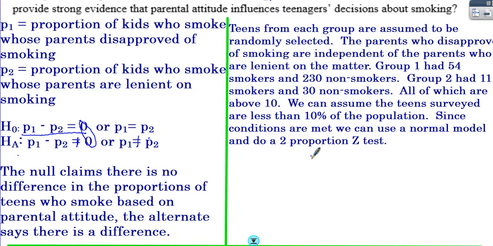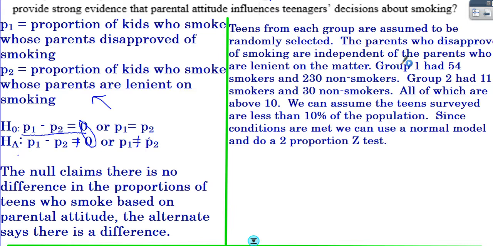So again, what was new in box number 1? We had to add this stuff here. That was something new. So now our conditions. If we look at the conditions, it says teens from each group are assumed to be randomly selected. The parents who disapprove of smoking are independent of the parents who are lenient on the matter. So notice that was our independence. We're not saying that the parents who were selected were independent. It was parents from group 1 are independent of parents from group 2.